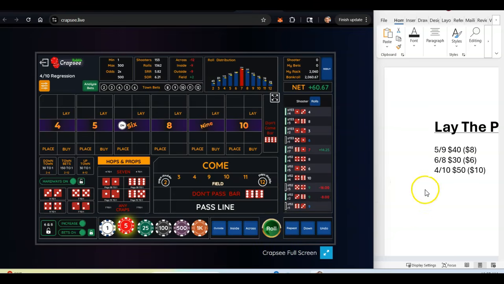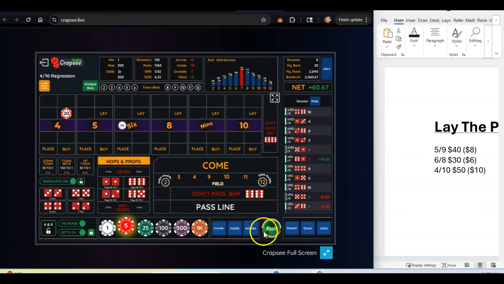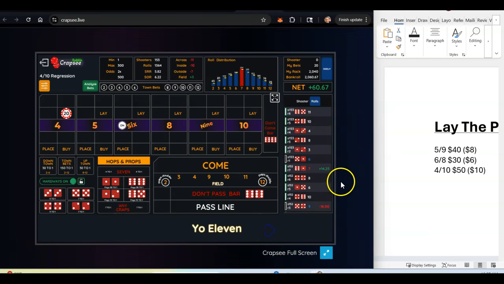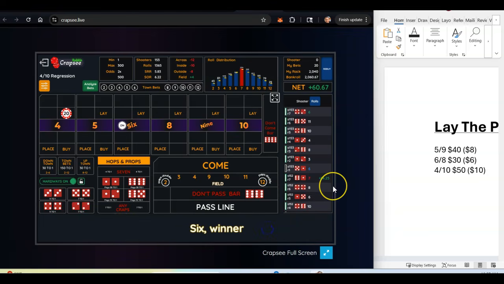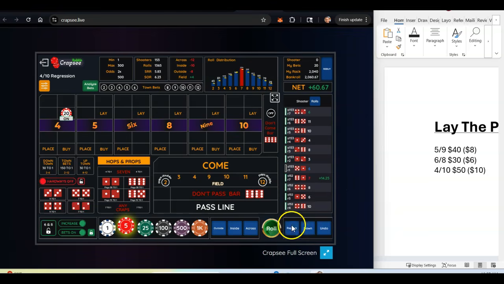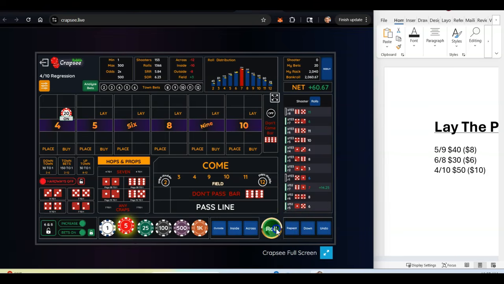Okay, so we're still on a level 2 bet because it's a ladder. We work our way up and down. So the 4 and the 10 is the same. So level 2 on the 4 would be $20. So we're going to lay 20. 10 easy. Oh, we made a nice move, huh? Here we go. Yo 11. Well, we made a nice move if the 7 comes. 6 winner. Yo 11. Lots of horn bets.